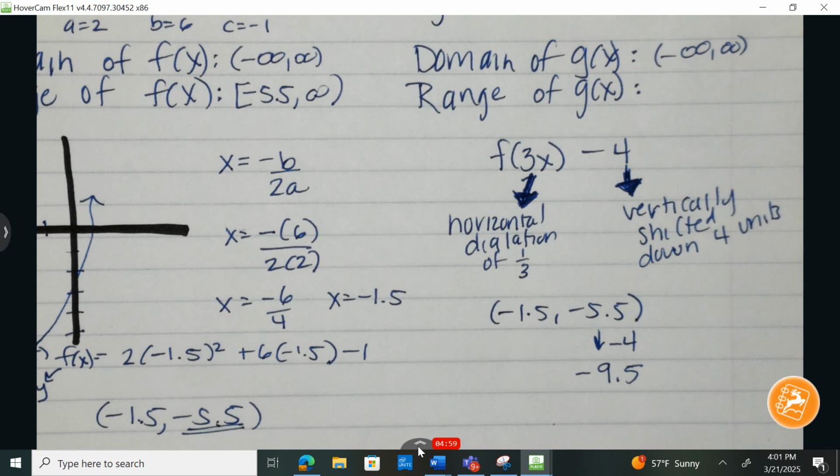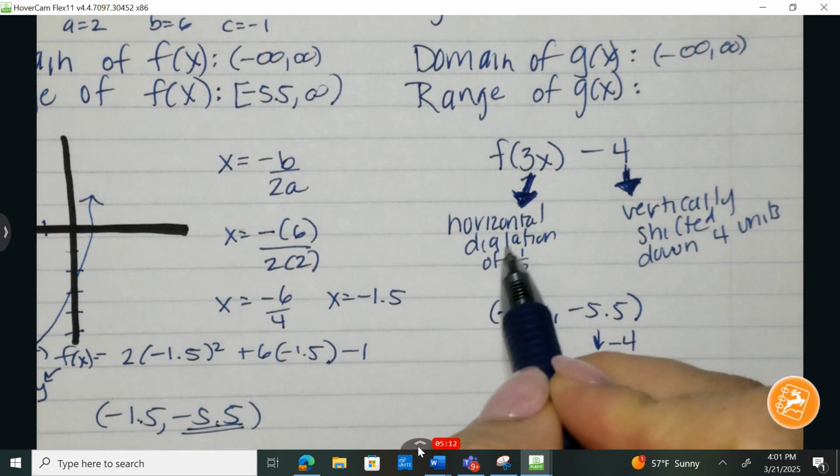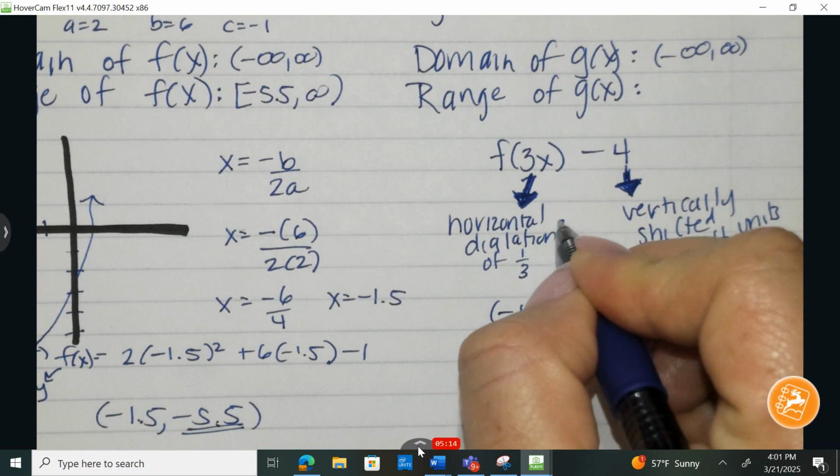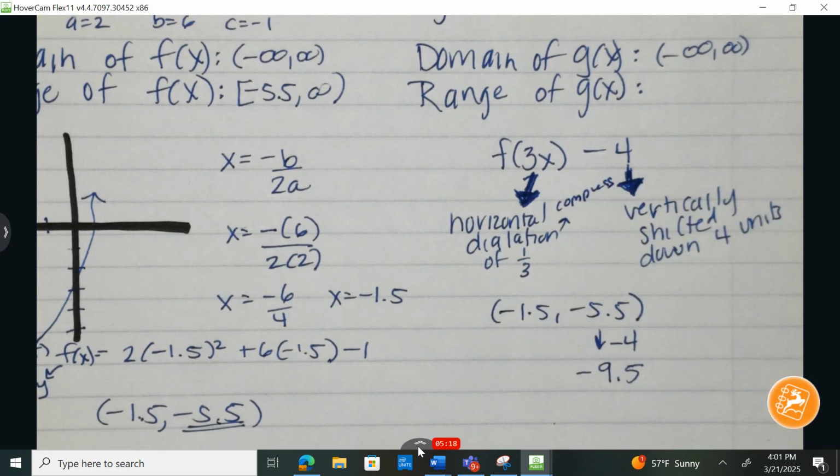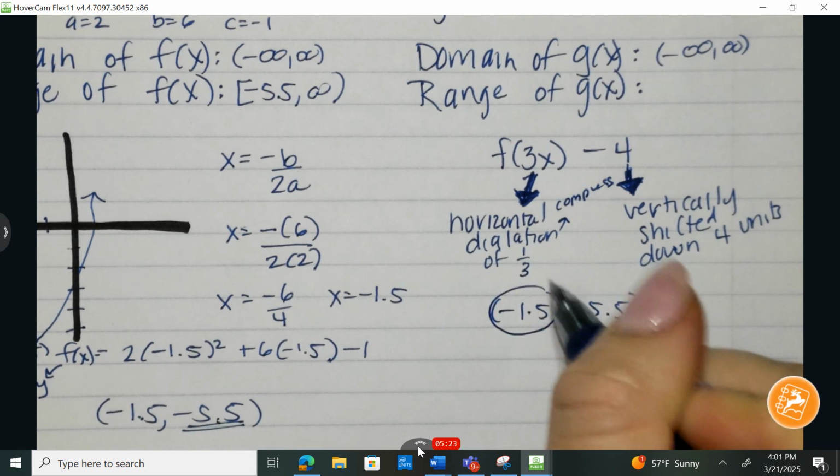You learn about that in 9th grade, and we bring it up again in Algebra 2. And when that happens, the y values remain the same, but the x values change. And so in this particular case, we have a horizontal dilation, or for this problem, a compression of 1/3.